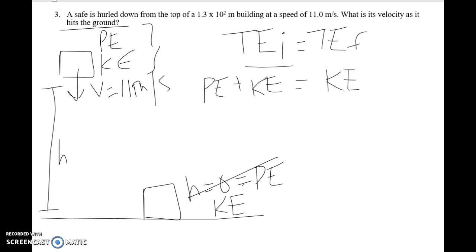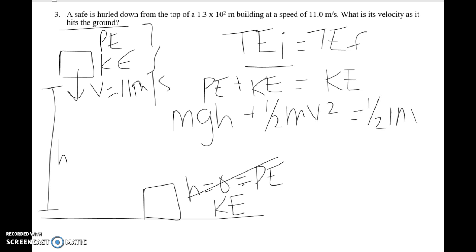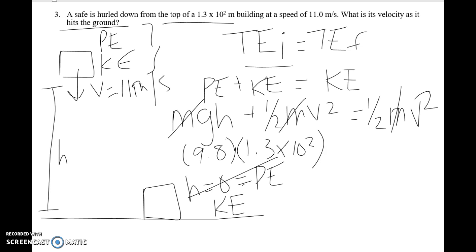Then I'm going to sub in the equations that I know. PE equals mgh. KE is 1/2 mv squared. And KE is 1/2 mv squared. Then I'm going to cancel out my mass because it's in every term. And I'm going to plug in the numbers I know. G is always 9.8. My height is the height that they give me in the problem, 1.3 times 10 to the second, times 0.5. V squared is 11 squared.